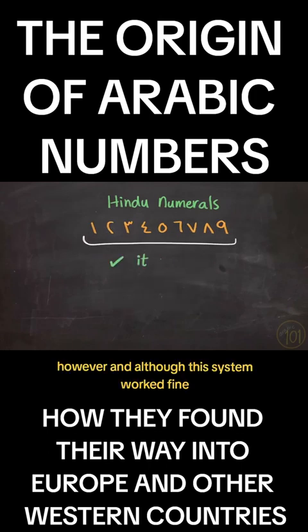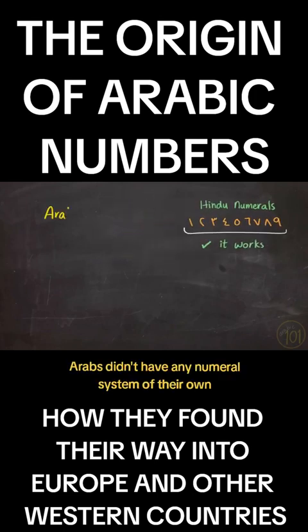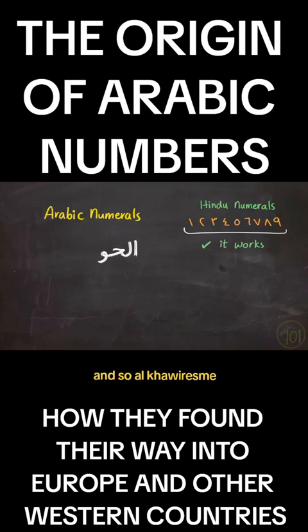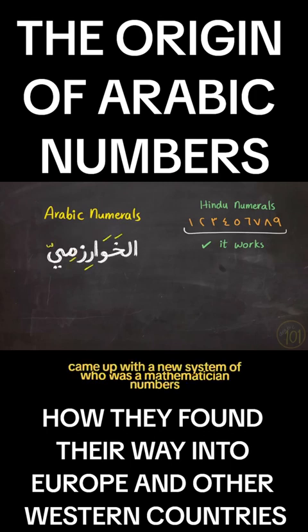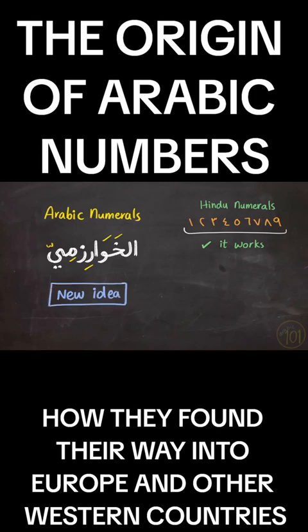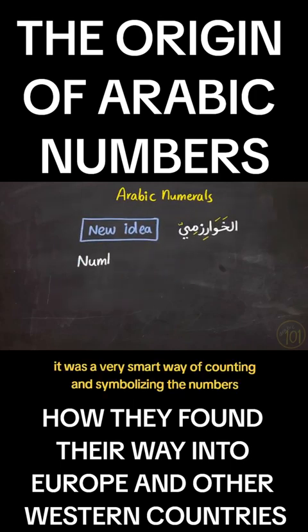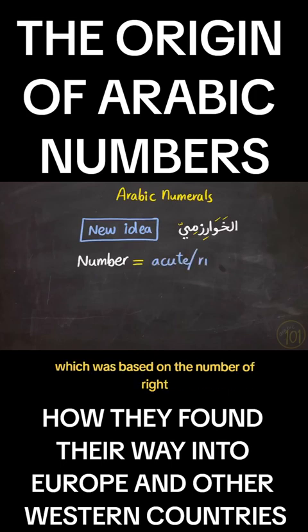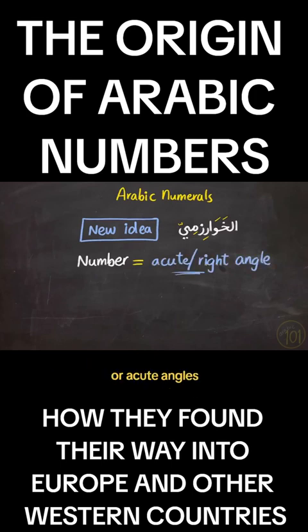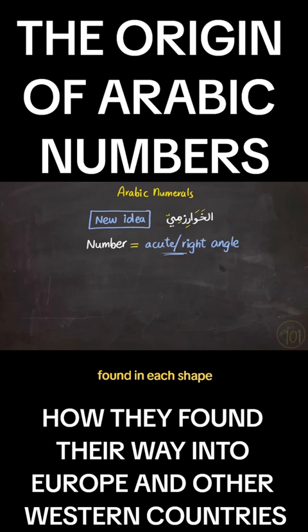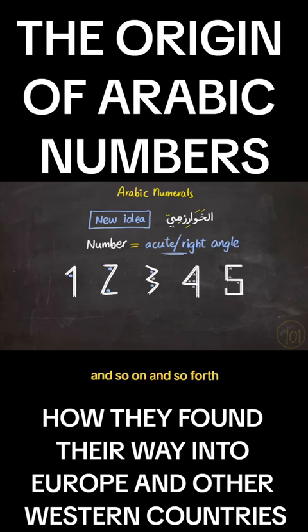However, although this system worked fine, at this point Arabs didn't have any numeral system of their own. And so, Al-Khwarizmi, who was a mathematician, came up with a new system of numbers. It was a very smart way of counting and symbolizing the numbers, which was based on the number of right or acute angles found in each shape. So as you can see here, 1 contains 1 acute angle, 2 contains 2 acute angles, 3 contains 3, and so on and so forth.